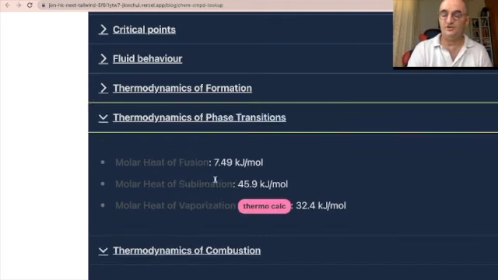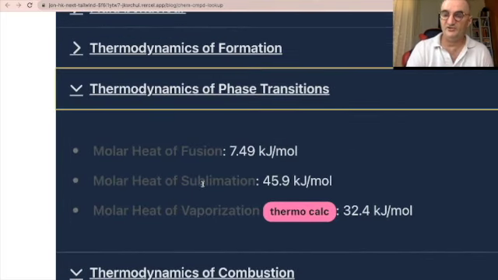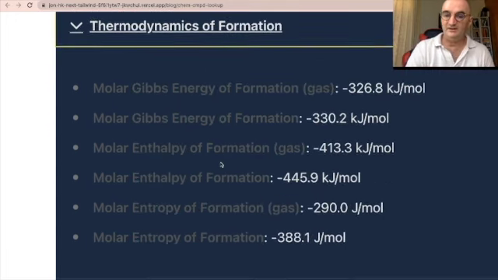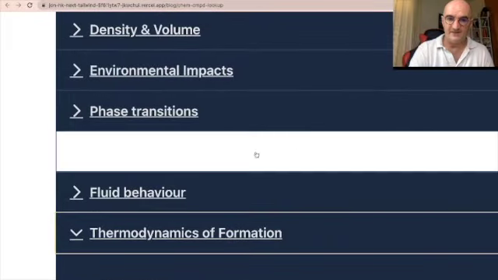Phase transitions. We don't do these massively at IB, but this means they're a great thing to explore for internal assessment. Vaporization, sublimation, and fusion. We've got the things that the kids will be familiar with, enthalpies of formation, but now we've got it for gases. And we've got the Gibbs energy, Gibbs free energy, and entropy for a gas and molar entropy of formation. Again, half-range method for uncertainty between these values. You're off to a high scoring IA.